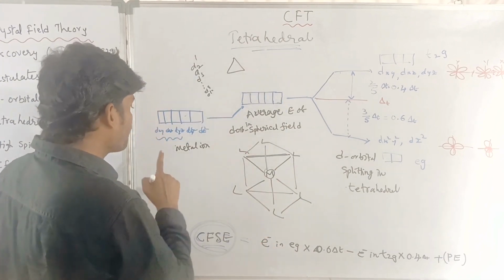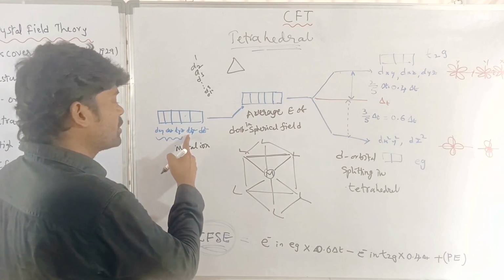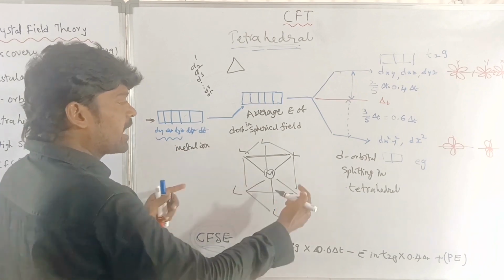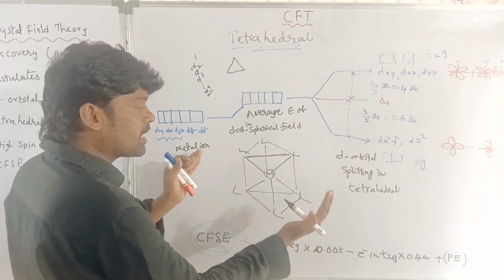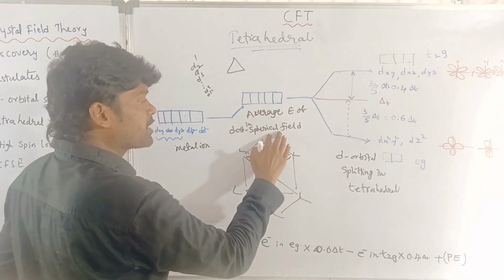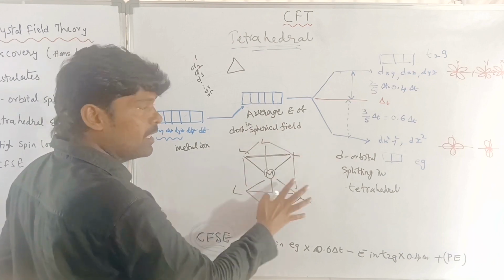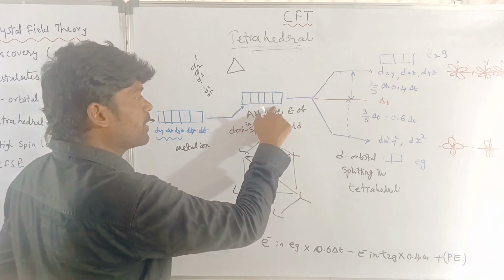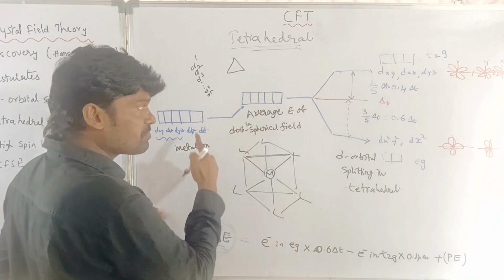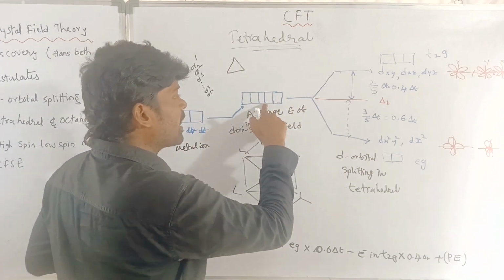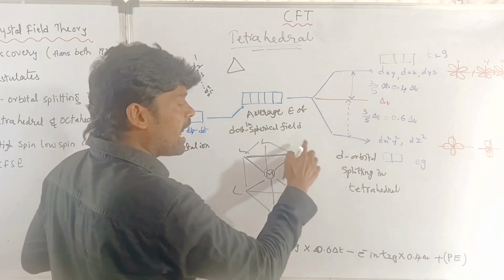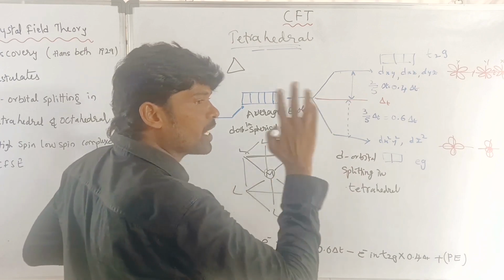Fine. Now, the metal ion in its average state is in this state. When ligands approach the central metal atom, the d orbitals will get average energy in the spherical crystal field. Then the d orbitals will get a little higher energy compared to the metal ion. Now these orbitals will be affected by the electrostatic forces, and the d orbitals will split into 2 energy levels.